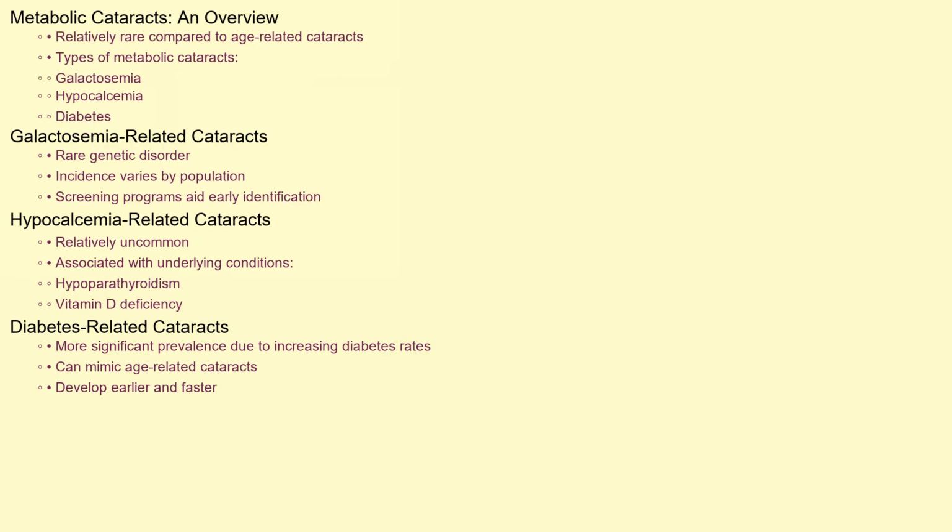Metabolic cataracts are relatively rare compared to age-related cataracts. Galactosemia is a rare genetic disorder, with an incidence rate varying depending on the population. Screening programs have helped to identify affected individuals early. Hypocalcemia-related cataracts are also relatively uncommon and are often associated with underlying medical conditions like hypoparathyroidism or vitamin D deficiency. The prevalence of diabetes-related cataracts is more significant due to the increasing global prevalence of diabetes, although these can often appear as age-related cataracts but develop earlier and faster.